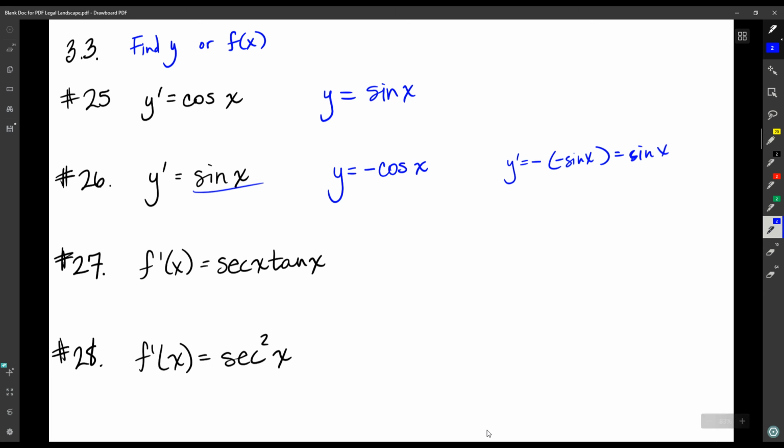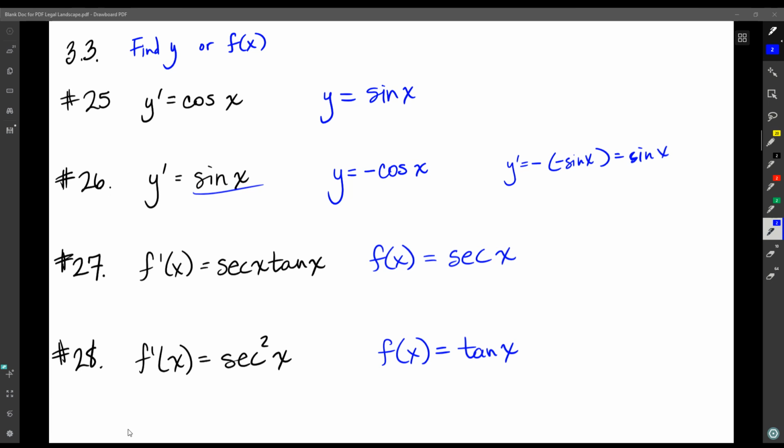All right, 27, what function has a derivative that is secant x tangent x? In this case, we're using f of x notation, and you may recall that the derivative of the secant function is secant tangent, so our function is secant of x, has a derivative secant x tangent x. And 28, which function has a derivative that is equal to secant squared? That's the tangent function, and that takes care of those 4 questions in 3.3.